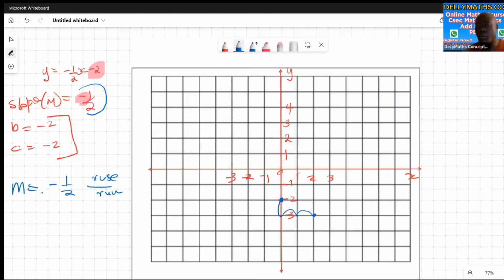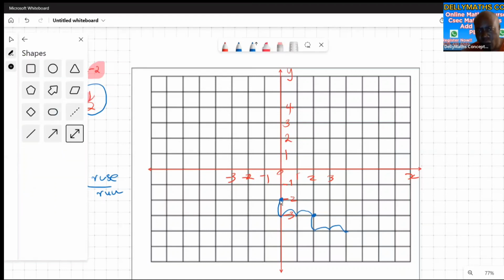Then we could continue. We could do this one more time if we want. Go down 1 and across 2. All right. So those are points that are definitely on this line right here. So I only need 2 points, right? I just did a third for emphasis. So we would have drawn the line through this. There it is. And that is that line that we have right there. So this is the line y is equal to negative half x minus 2.